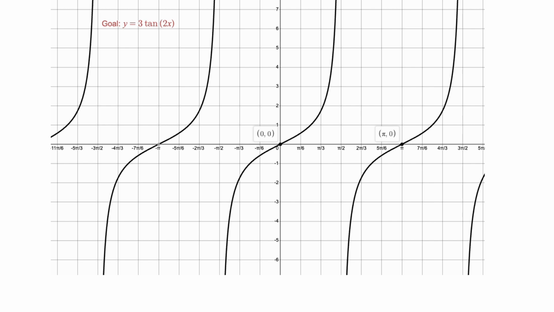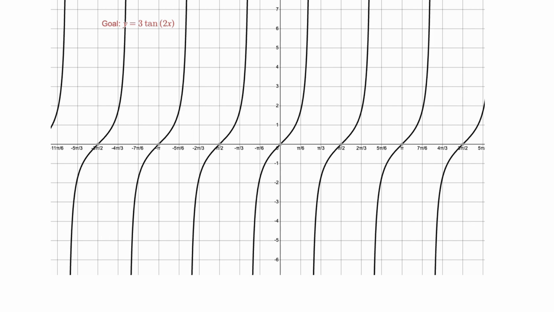We are making the angle 2x instead of x, which means it's going to have an effect on the period. So I'm going to change that first. I'm going to change x to 2x, and notice that that indeed did shrink the period. We now have two waves in the place of one wave before. In other words, we have two waves on the interval 0 to pi instead of just one.